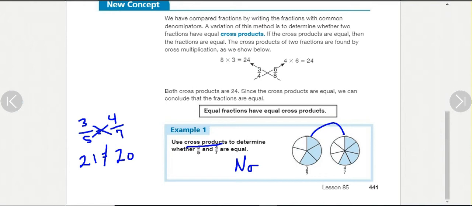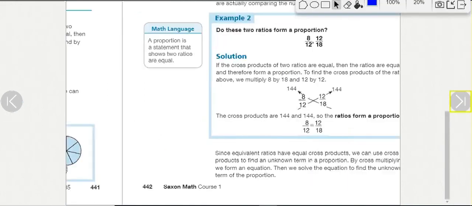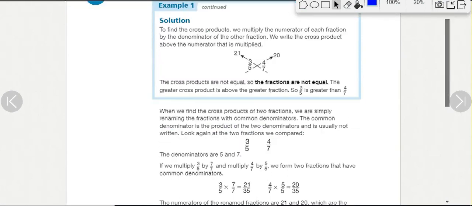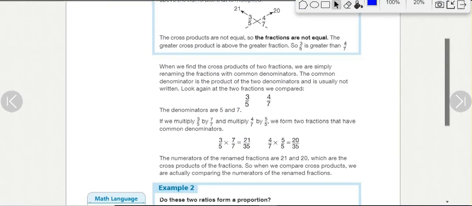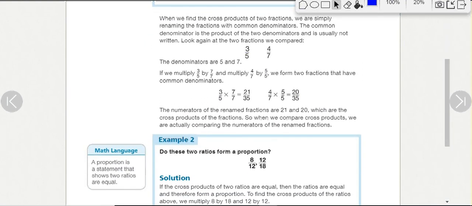But 3/5, if you divided it out as a decimal, is going to be slightly different than if you divide 4 divided by 7. Interesting, huh? And a little bit fun to use diagonal multiplication, isn't it? When we find the cross products of two fractions, we're simply renaming the fractions with common denominators. The common denominator is the product of two denominators and is usually not written.